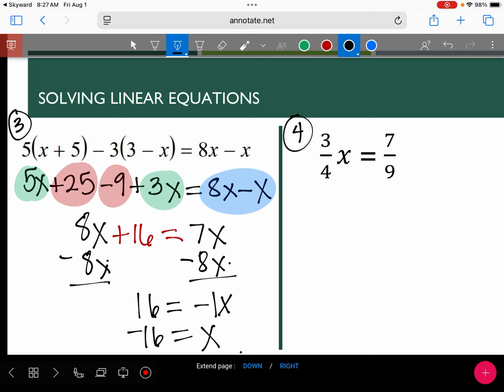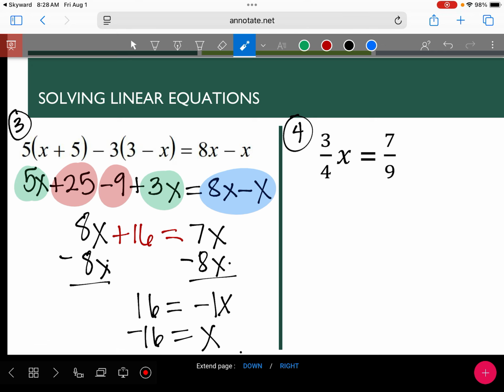You should have a negative 16. Negative, not positive, but negative. Okay, so these are like terms. So first you distribute. Wait, is that right? No, it is right. I'm sorry, y'all. Anyway. So I highlighted my like terms. So these are like terms, and these are like terms.